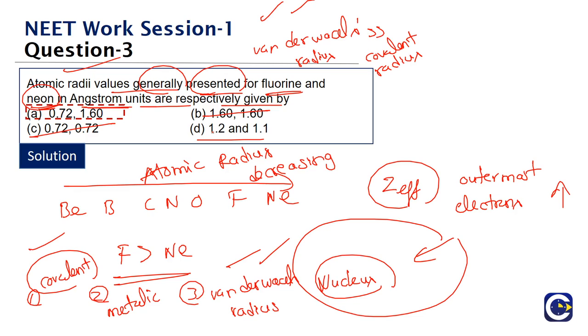What is the van der Waals radius? Because neon is a monoatomic gas, when two nearby neon atoms come together, half of the internuclear distance will be the van der Waals radius, because there is no bonding between the neon atoms, they will be quite apart. That is the reason why the van der Waals radius values are significantly higher. So what is the correct answer for this? It is option A. Okay.